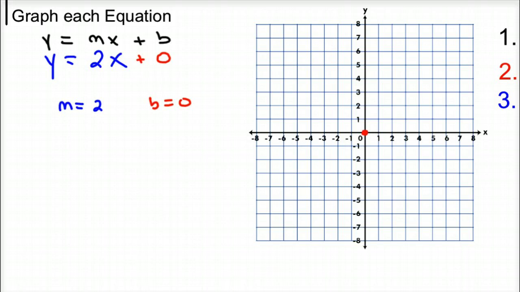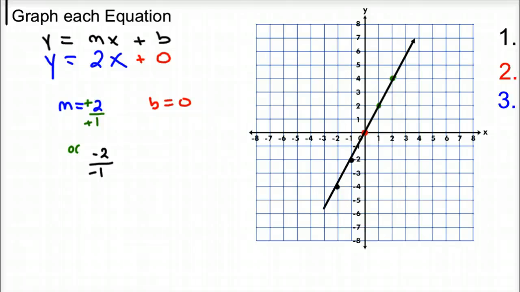And just like before, this is 2 over 1. Rise 2, run 1. This is positive. This is positive. So rise 2, run 1. They're both positive, or we can make them both negative. Negative 2 over negative 1. Down 2, left 1. And notice that this always has to form that linear line in order to be true. Okay? And again, you could check your work here again.